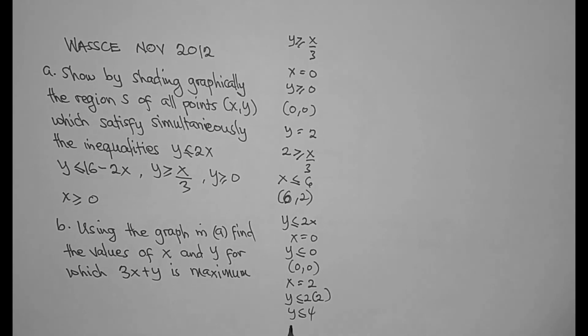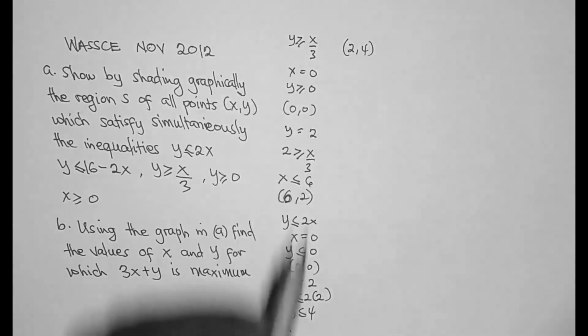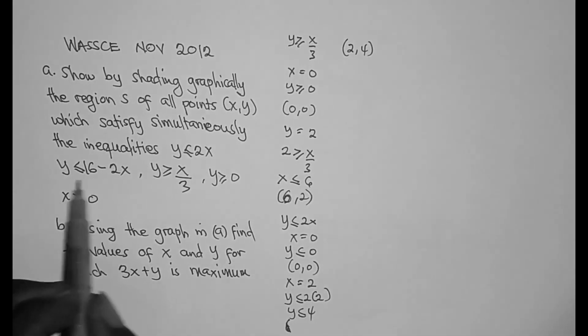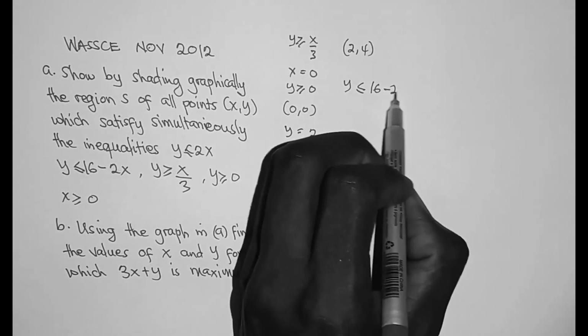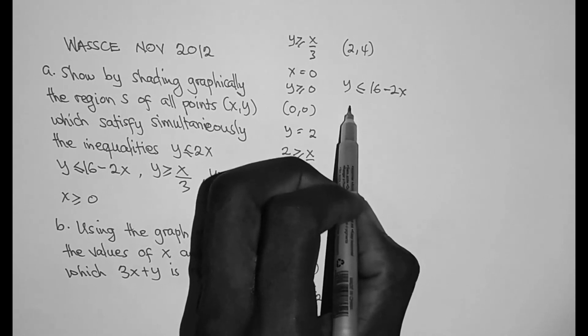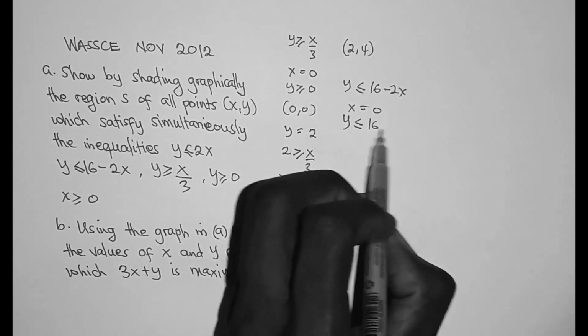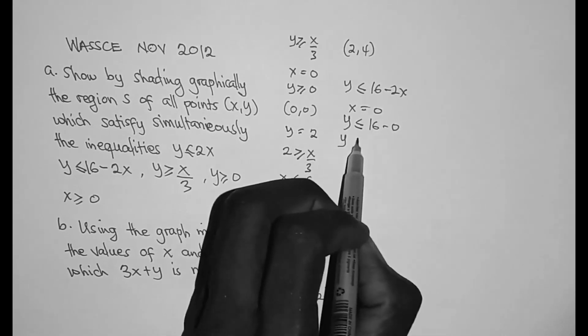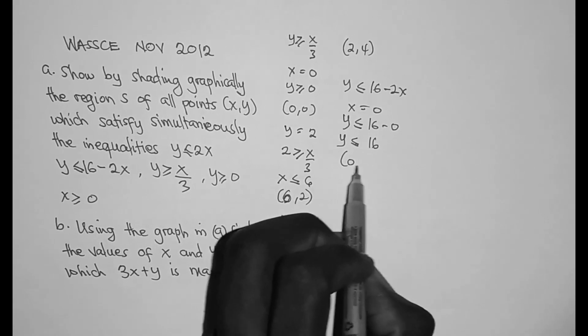So we also have the coordinate 2, 4. Then now we are left with this constraint, which is y is less than or equal to 16 minus 2x. So let's set x equals 0. Y is less than or equal to 16 minus 0. Y is less than or equal to 16. So we have the point 0, 16.